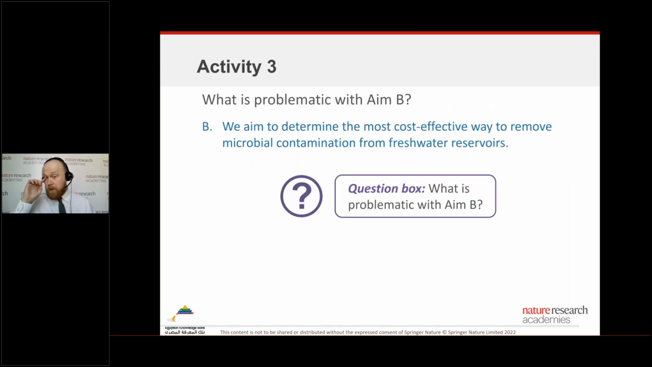Now, what do we think might be problematic with aim B? Please put your suggestion into the question box. Okay, some suggestions coming in. Not specific, no outcomes, not clear. It is broad, no time limit, not clear and defined. Okay, some good suggestions there from our audience.